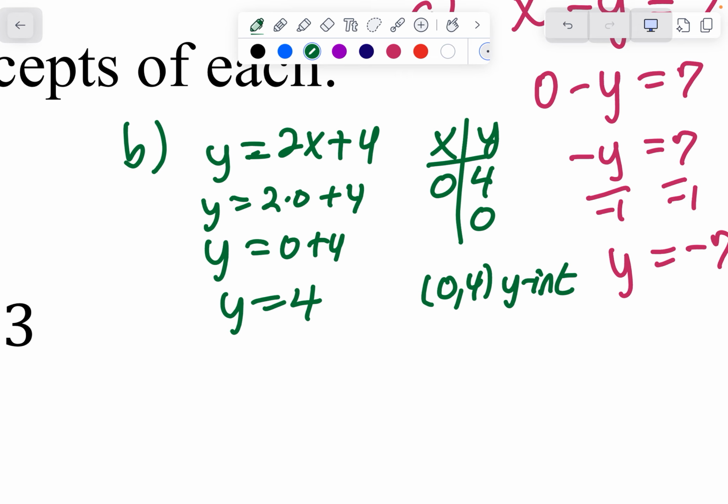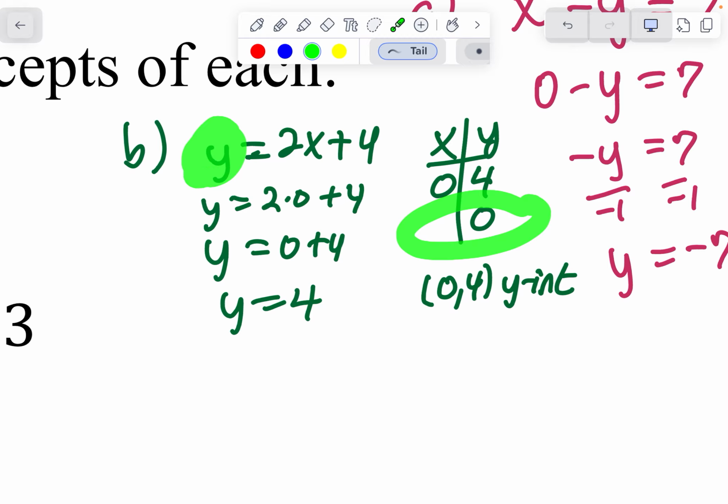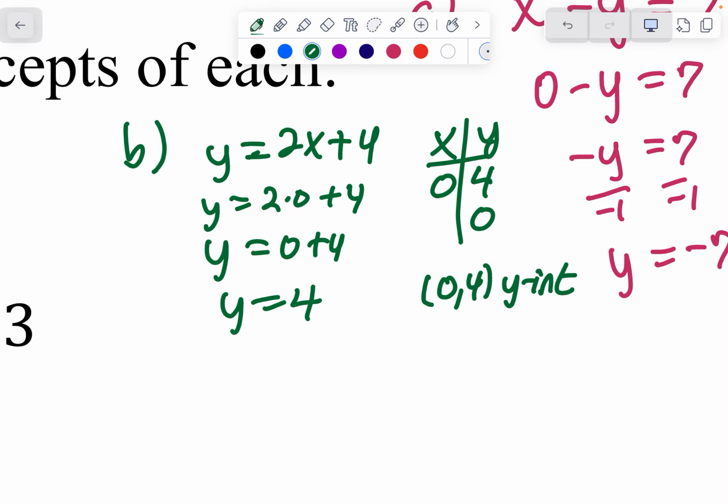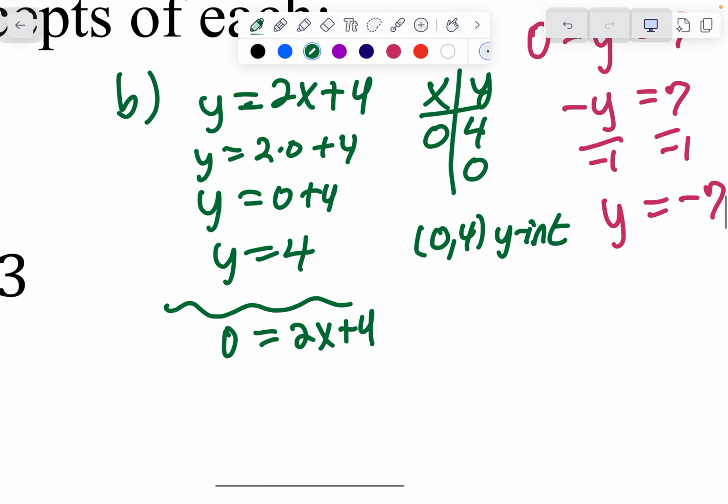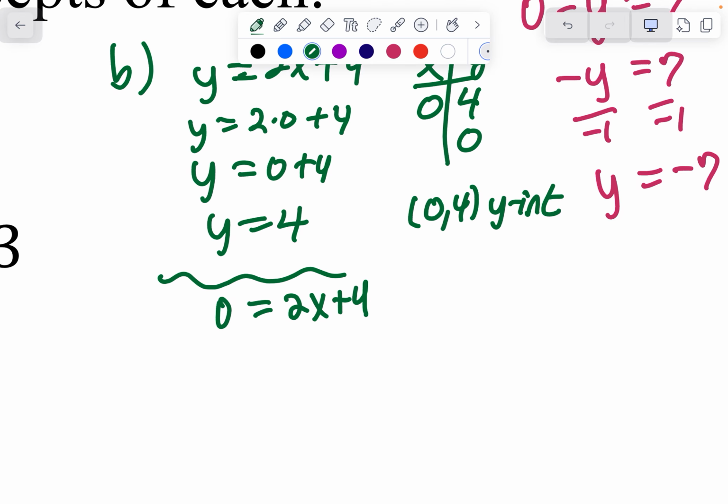The one that's harder, when it's in this form, is our x-intercept. It's just a little harder. All we're going to do for this one is let y be 0. So it's going to be 0 equals 2x plus 4. Do you see how we just have a little more math to do? But it's not a hard equation to solve. What do you want to do to get that x by itself? There's lots of ways to approach it. What do you think?